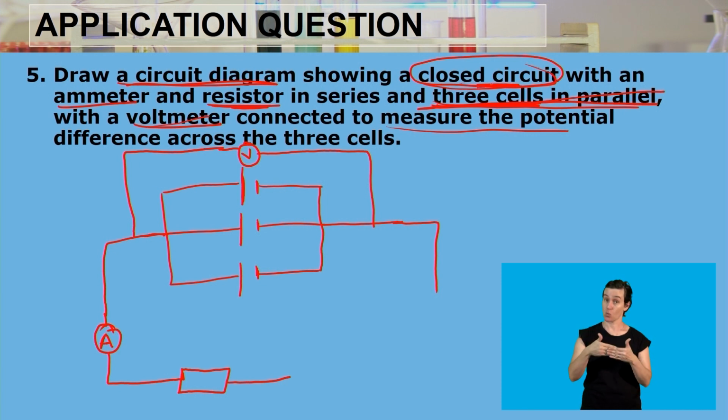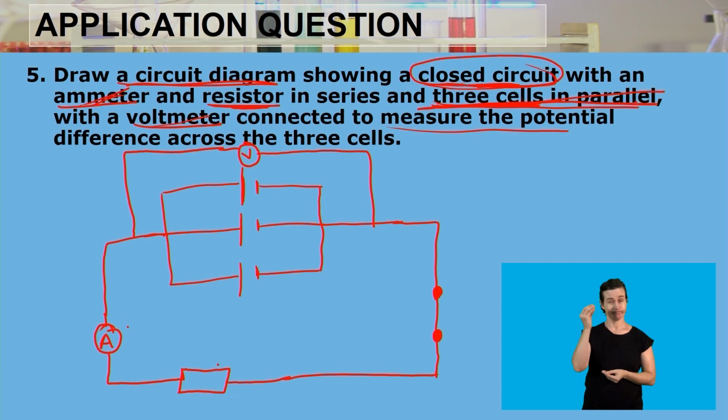And then anything else? So we have a circuit diagram. Close the circuit. We finish up with that. With an ammeter drawn, a resistor drawn, and these two connected in series, and we have our 3 cells connected in parallel, with a voltmeter connected to measure the potential difference across the 3 cells. So the last thing to have is our closed switch that you're going to be drawing there. So we have drawn everything.